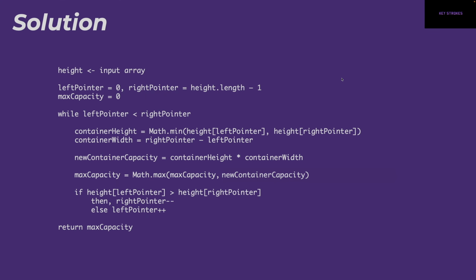Okay, so I hope the brainstorming made sense. And here we have the pseudocode of the solution that we just discussed. So we have the input array, which is called height.